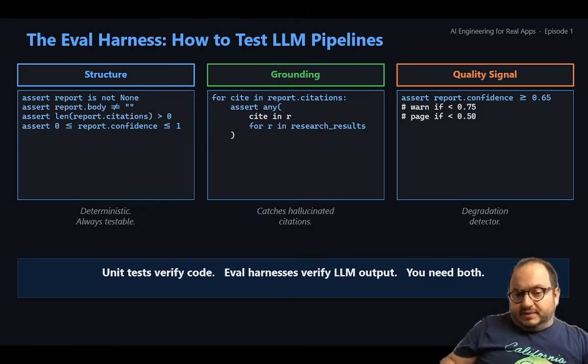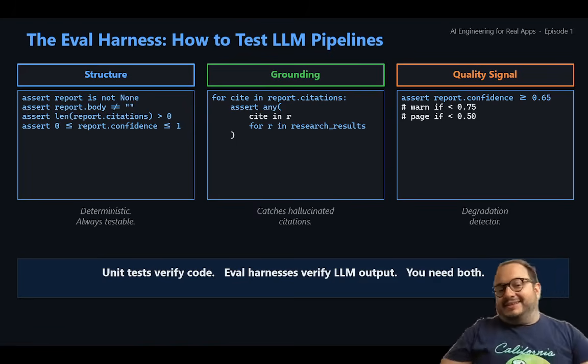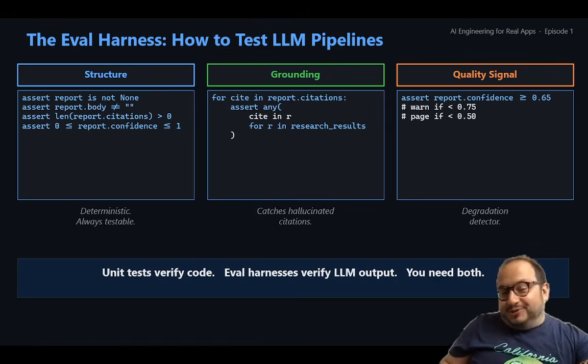Now that the graph is built, I want to show how to test it. Because testing a multi-agent pipeline is completely different from testing a regular function. Unit tests do not work for LLM pipelines. If your tests say the output must equal this exact string, you will fail every time the model changes its phrasing. That's not a useful test.